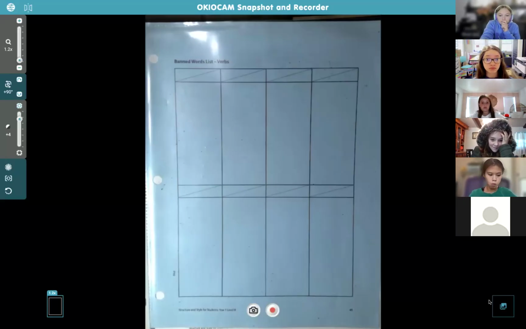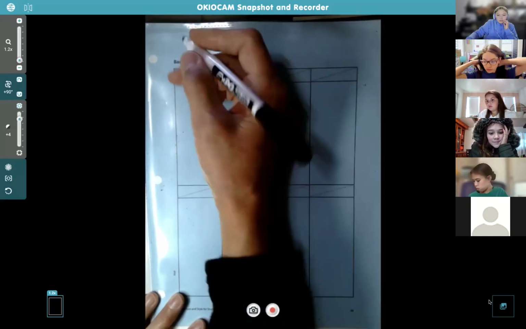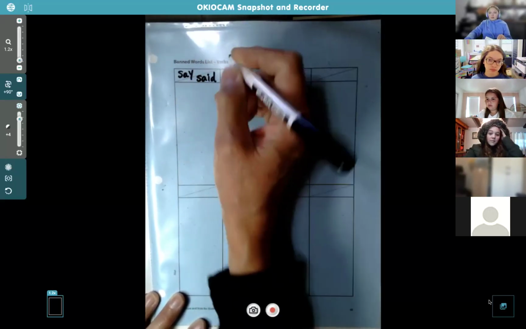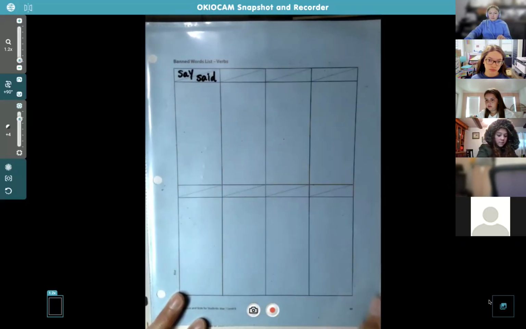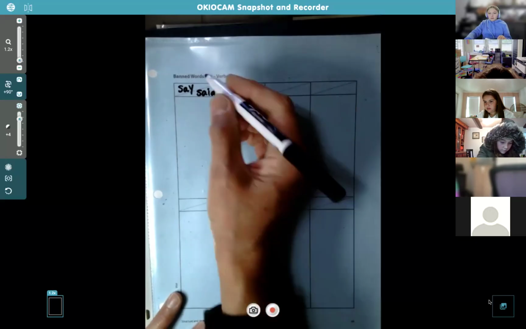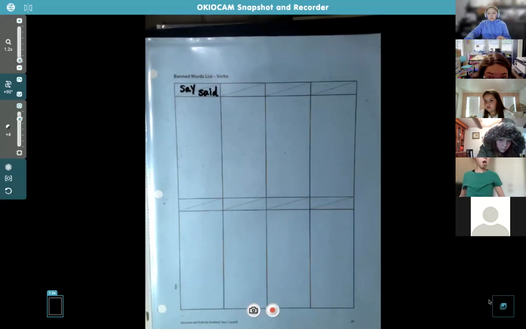All right, so get my list here. The first one is, and you're going to write this at the very top here in this little box right here, say and then said. And you can see how it has that diagonal line in that box. That just means we're crossing it out, right? We're not using say, said. Say, said is now banned.